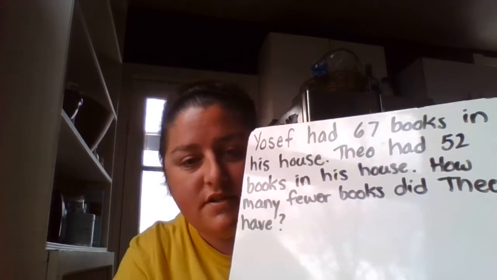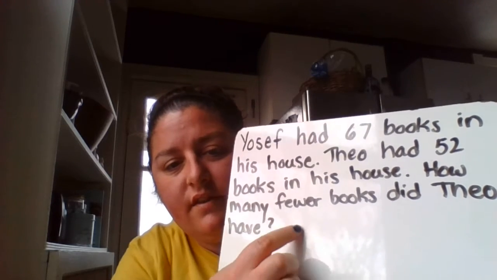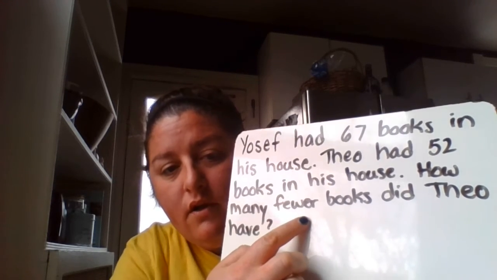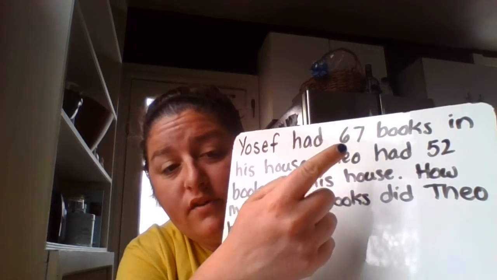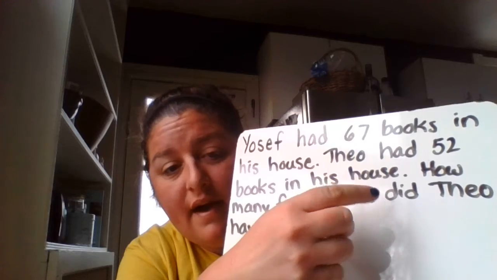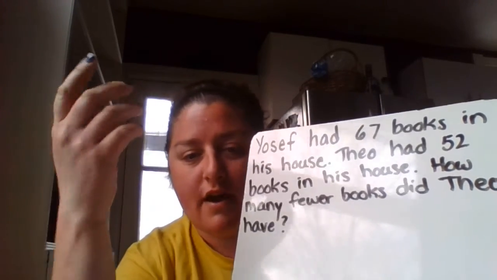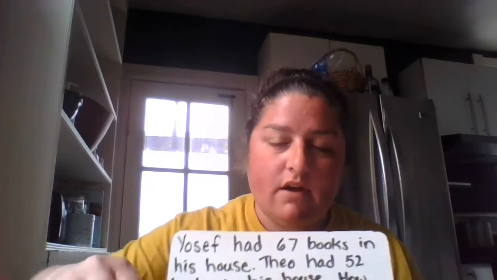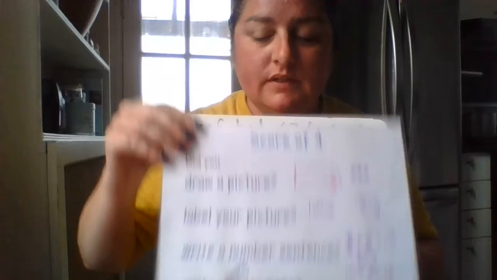So this problem's a little bit different because it says how many fewer books. This is the keyword here, fewer. So we're figuring out basically how many more does Yosef have or how many less does Theo have, the difference between them. So when we talk about the word difference, we're talking about subtraction. So let's look at how we might solve this problem using our score of 4.